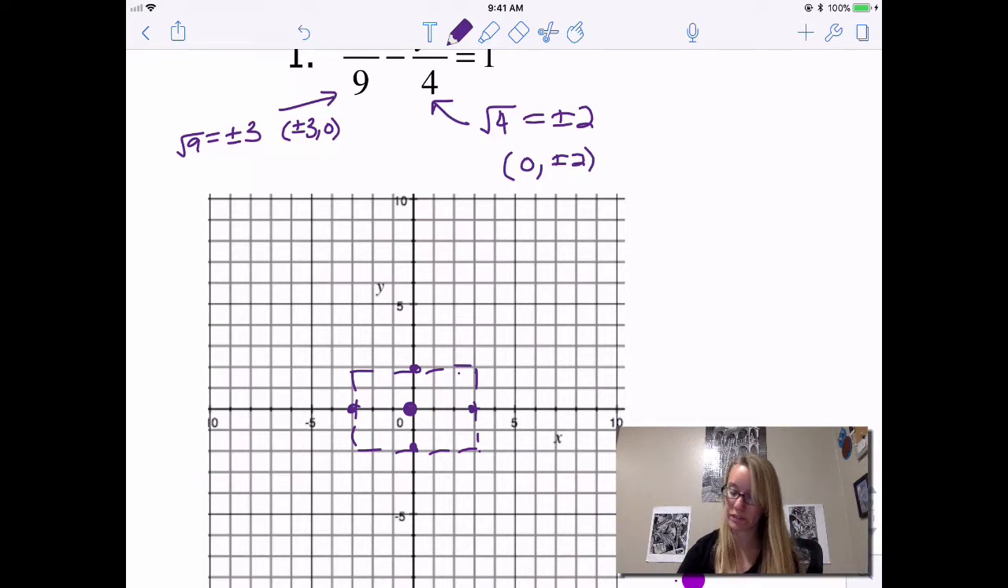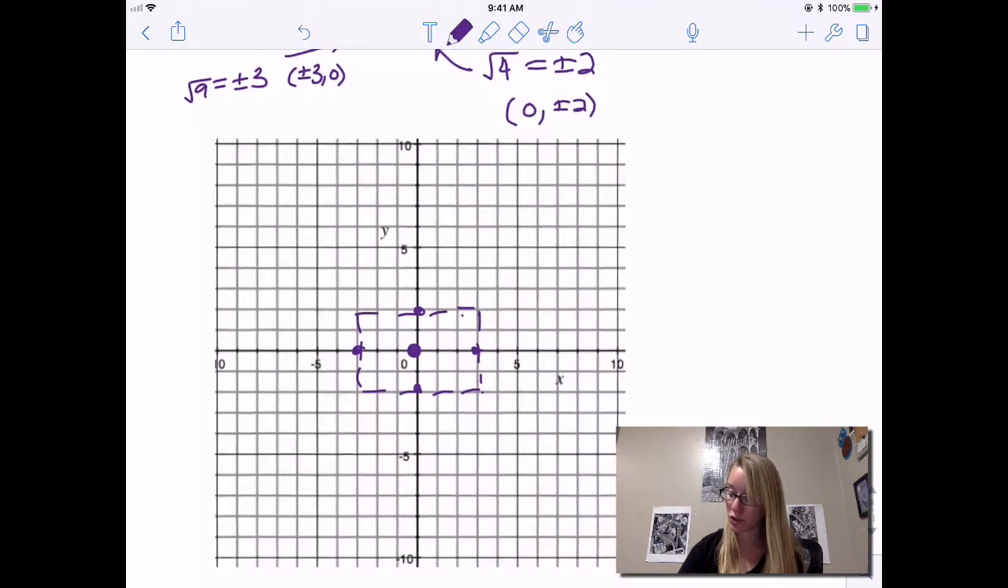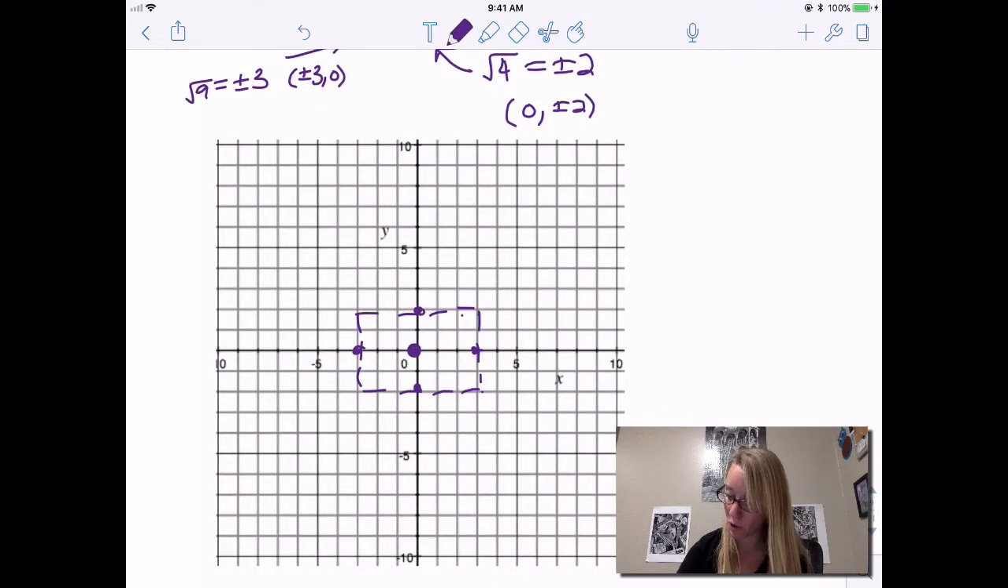The whole point of this box is to draw diagonals. So you're going to go from corner to corner of the box. Notice I'm going from the corner through the center to the other corner, and then corner to corner on this box. It's got to go through those corners. And those are called your asymptotes. The asymptotes are going to be where your graph actually ends up being graphed.